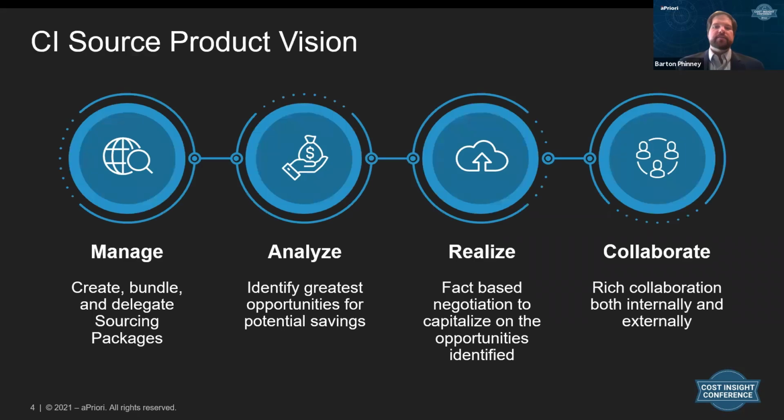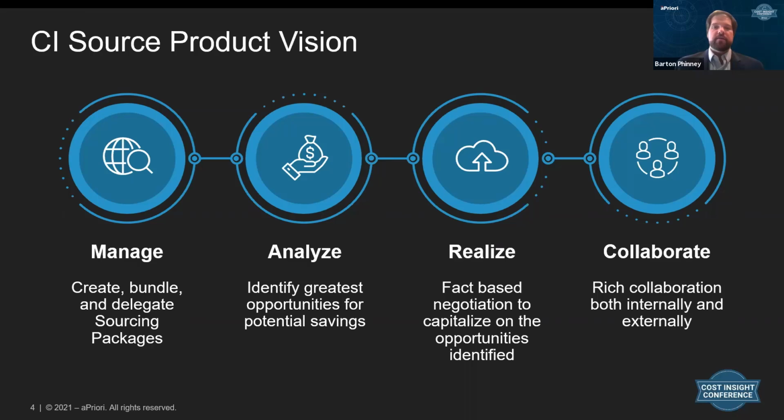There are 4 main areas that comprise the vision for CI Source. Managing the components that need to be sourced can be a burdensome process. So one of the focuses we have is making it easy to create, manage, and delegate sourcing packages by providing special containers that make it easy to break large groups of components down into packages to be sourced.